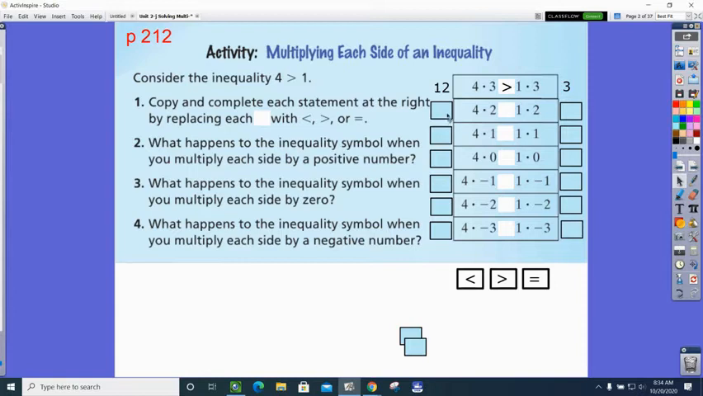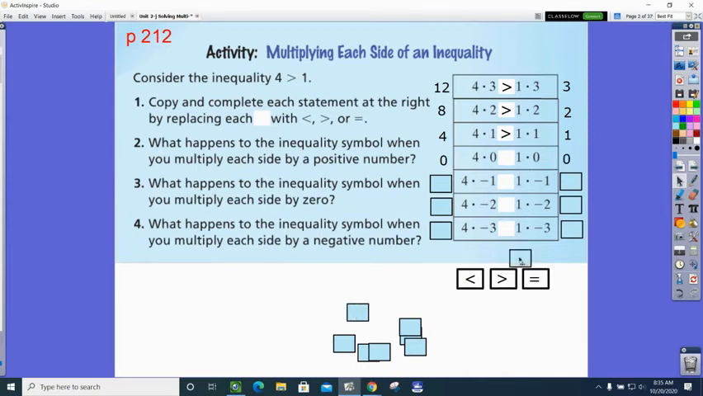Not very exciting. If I now take that 3 to a 2, and I multiply 4 times 2, I get 8, and 1 times 2, I get 2, still a greater than, because 8 is greater than 2. If I multiply that original inequality by 1 on both sides, 4 times 1 gives me 4 on the left, and 1 times 1 gives me 1, and it's still greater than. You're starting to wonder, why are we doing this? When we take 4 times 0, I get 0 on the left, and 1 times 0 gives me 0 on the right, and something has just changed, like a tipping point.